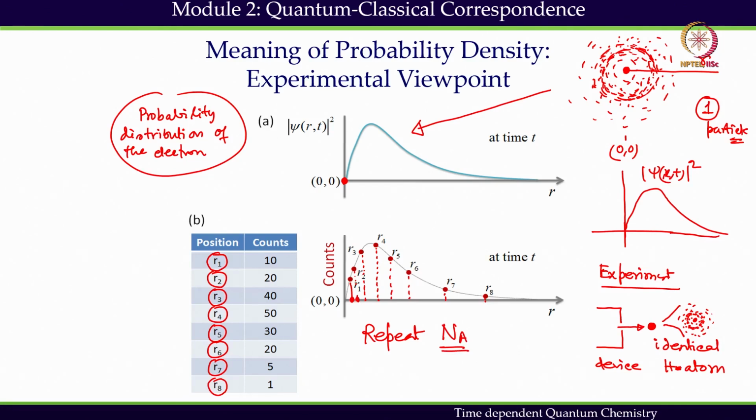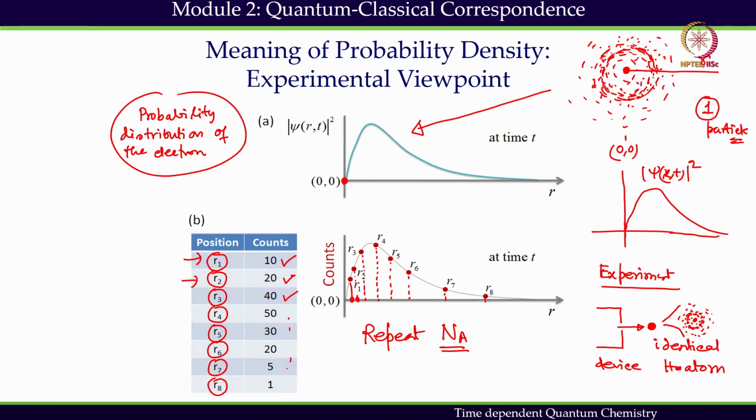Many times I have to repeat the experiment, and if I repeat it I will be able to find different positions, and I have to count how many times I have got each particular position, let us say R1, R2. After counting, what I am finding is that the R1 position I have found in 10 experiments, the R2 position in 20 experiments, the R3 position in 40 experiments, and so on, like this.